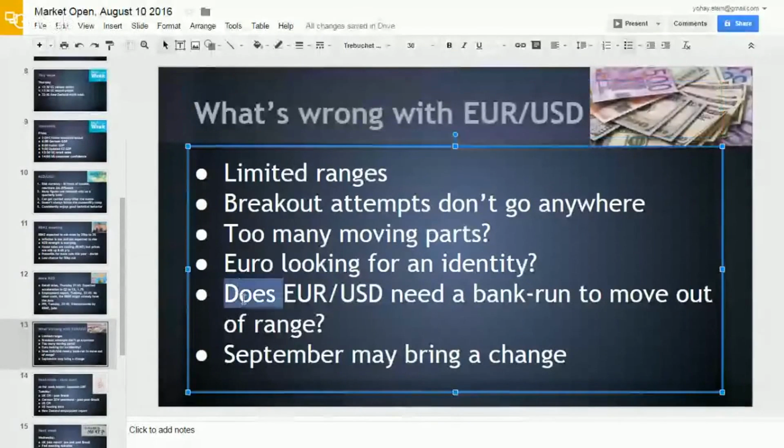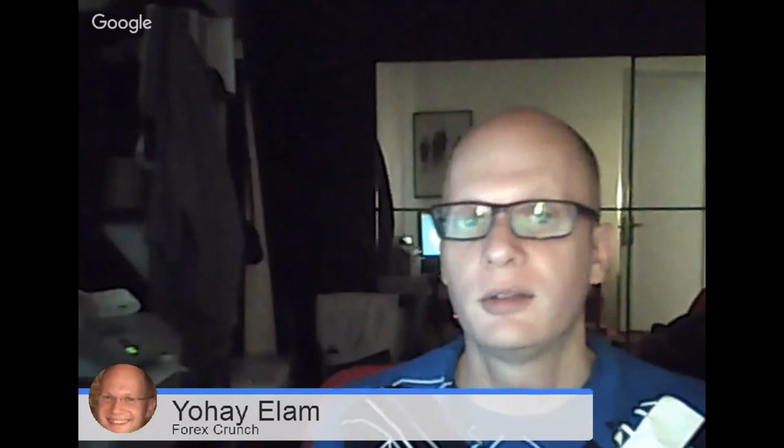What I've written here out of frustration as well is, does euro-dollar need a bank run to move out of range? Can a bank run happen? Yes. Well, it happened in Greece, orchestrated basically by European authorities to pressure Greece, and it can happen in Italy. We know that Italy's third largest lender, Monte dei Paschi di Siena, is in trouble, even according to the ECB stress tests. In an adverse scenario of a recession, it will go bankrupt.